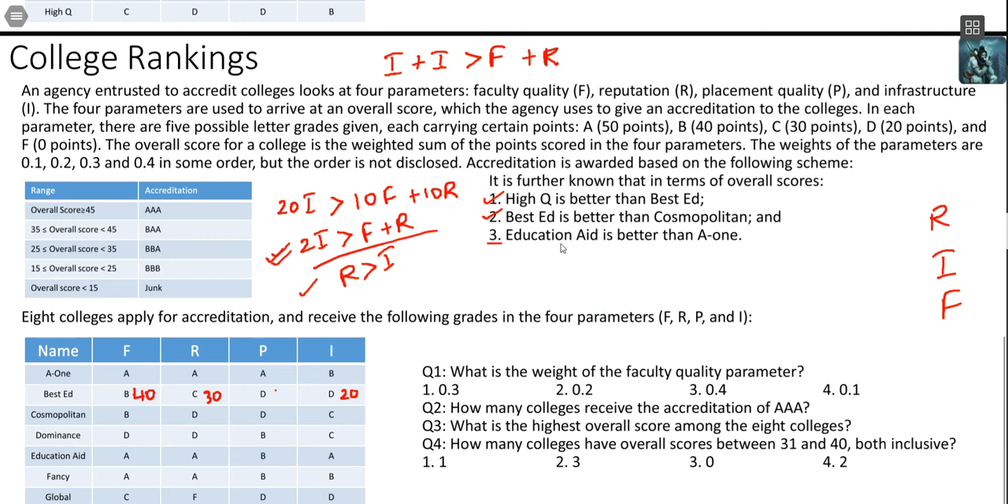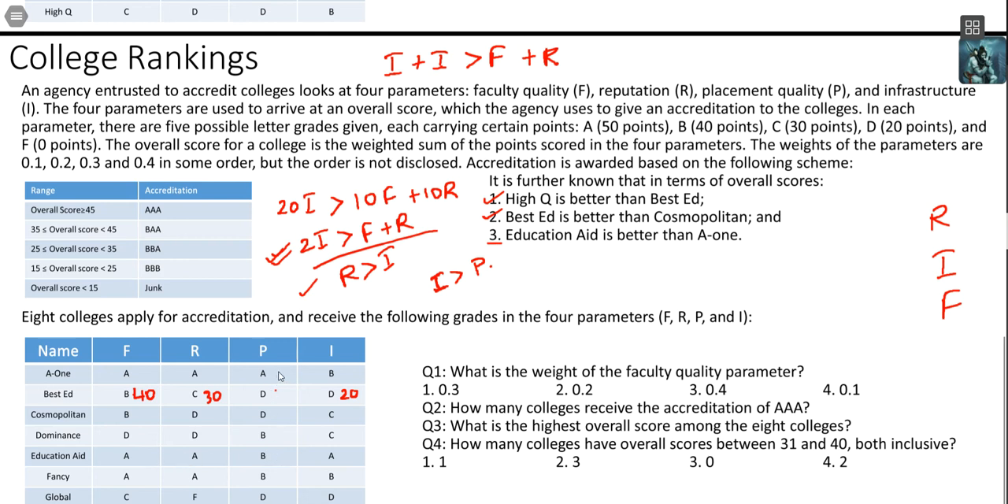Let's look at the third statement. Education Aid is better than A1. The first rating they have identical, so nothing matters here. Second rating they have identical, so nothing matters here. A1 is better than Education Aid in P, and Education Aid is better than A1 in I. So I can conclude I is better than P, because the first two are identical for Education Aid and A1.